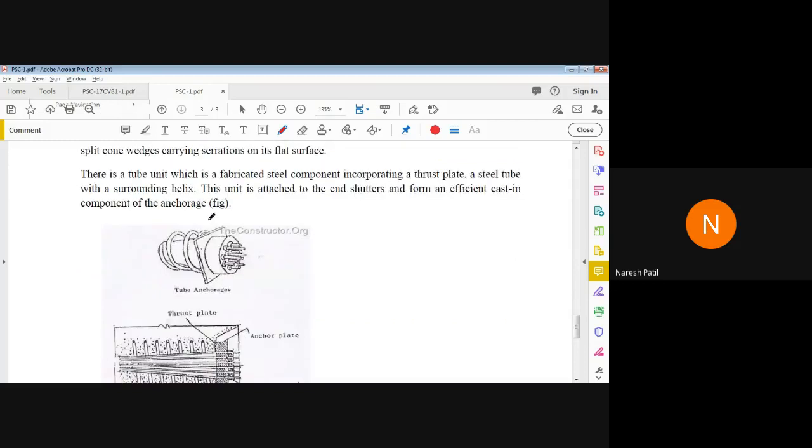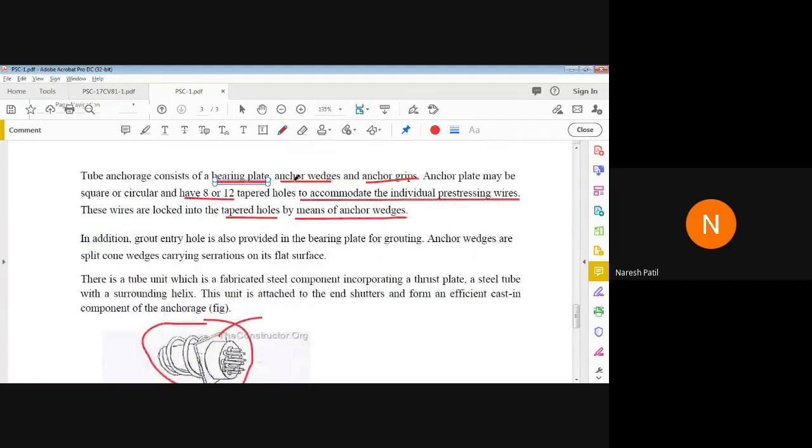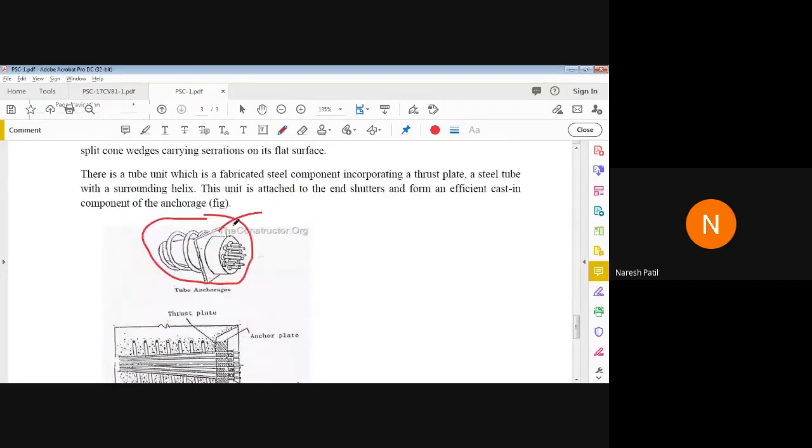So you can see here, this is called tube anchorage. See the number of cables. They are independent. And this is called bearing plate. They are given bearing plate, anchorage wedge and anchorage grip. These are the anchorage wedge and anchorage grip, and this is the bearing plate. It may be square or circular.